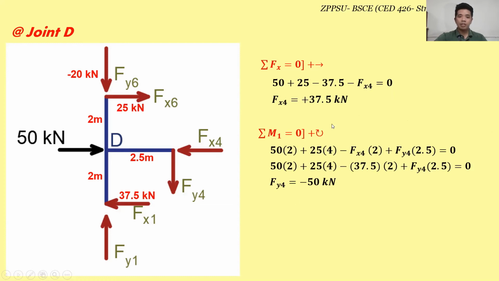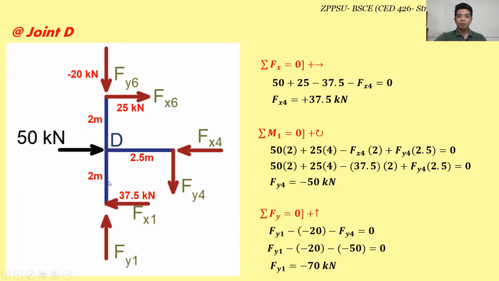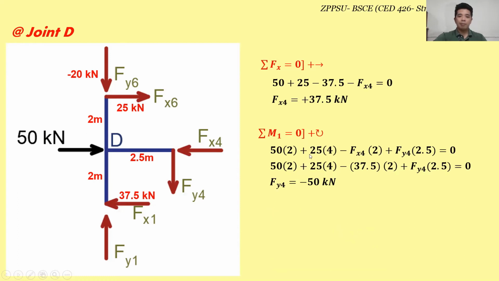So in this case, let's sum up moments about point 1. So andito yung point 1. So take note, walang moment dyan, but kaya dyan tayo mag-moment. So 50, what is that 50? Ito, 50 times lever arm niya. So iikot siya ng clockwise, so that's why it's positive. So 50 times 2 meters plus 25. That 25 dito galing. 25 times 2, etong 2 plus 2. So 25 times 4 minus fx4, iikot siya ng counterclockwise, that's why it's negative.